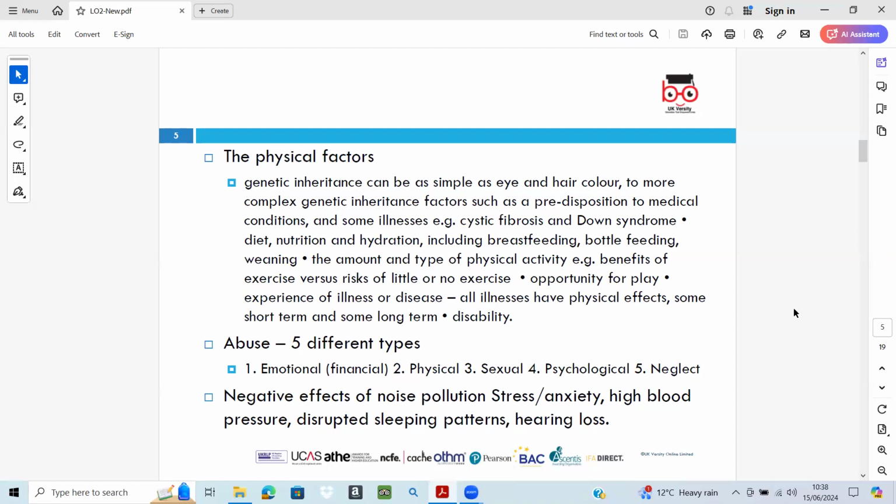Then we have balanced diet. Consuming a variety of food ensures that the body gets all the vitamins and minerals it needs to function properly. Then we have physical activity. Regular physical activity contributes to overall health and development, while lack of exercise can have adverse effects.